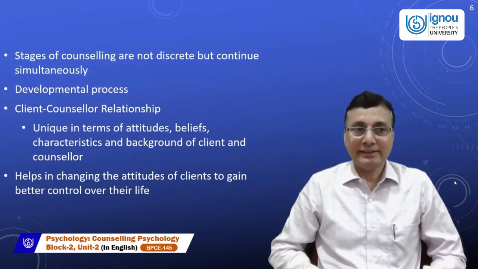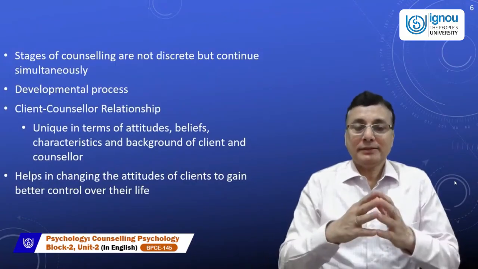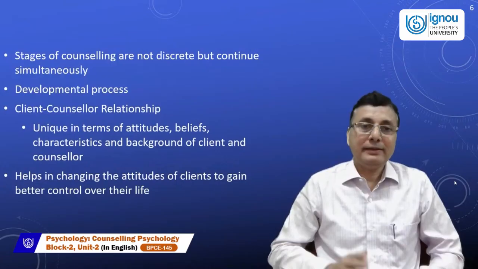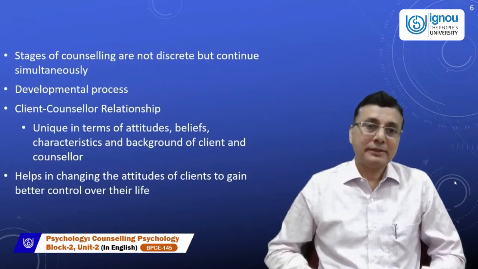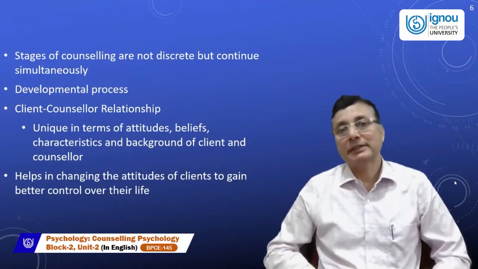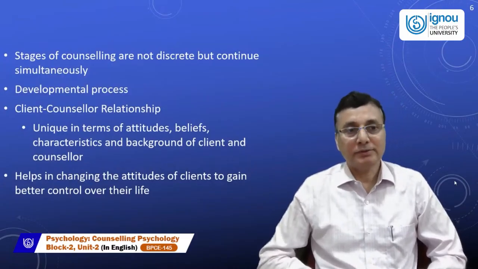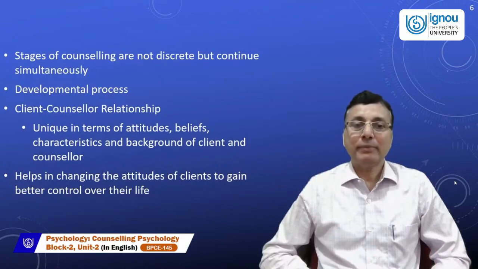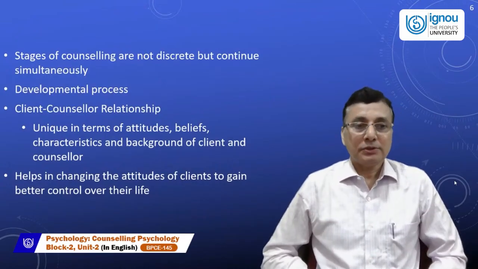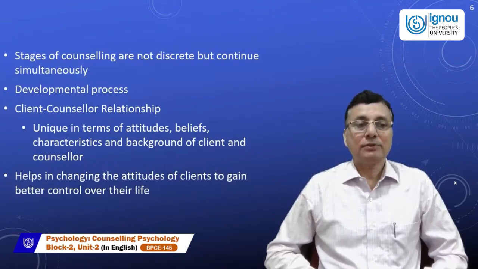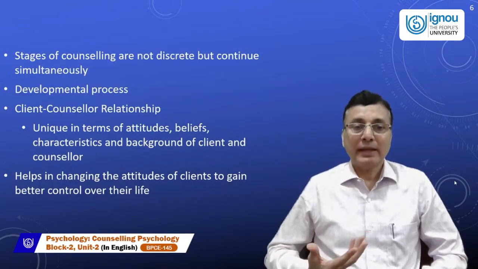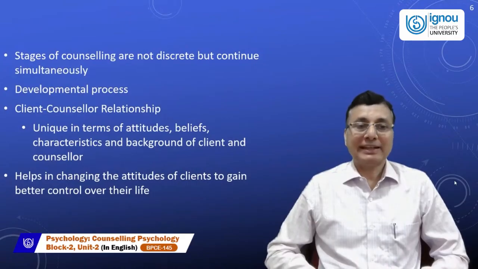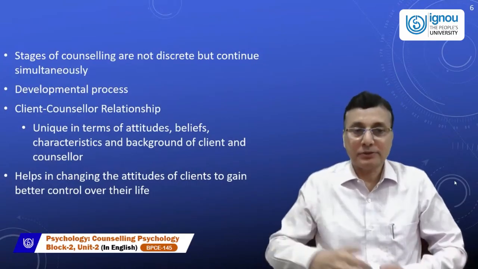The stages of counseling are not discrete but continue simultaneously. It doesn't mean that once the beginning stage is completed, you now have to go to the middle or terminal stage. Sometimes they go simultaneously, and it is a developmental process. We all know that many dynamics happen during the counseling session, so we have to look into that also. The client-counselor relationship is unique in terms of the attitudes, beliefs, characteristics, and background of the client and counselor. It is unique in terms of attitude because the counselor is going to help the client, and the client is seeking help from the counselor. Certain beliefs and characteristics of the client or counselor we will discuss in detail in later slides.